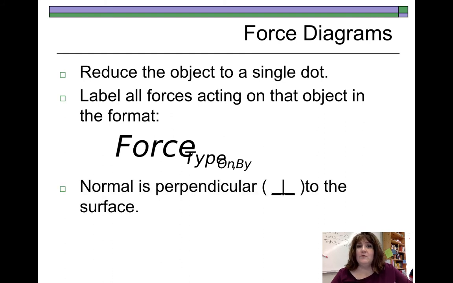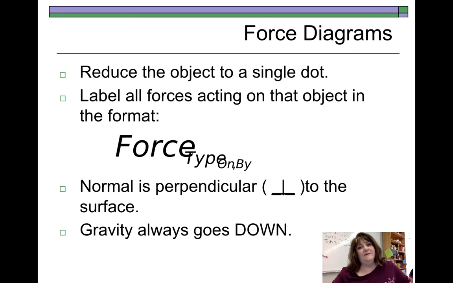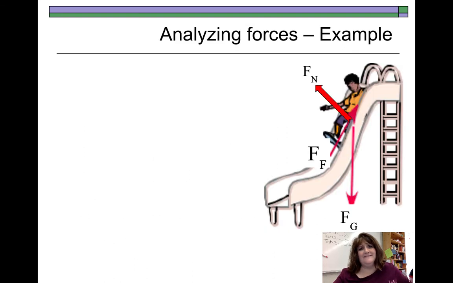A normal force is always perpendicular to the surface. So, if my hand is the surface and the pen is the normal force, if I tilt my hand, the pen tilts as well because it's always got to be perpendicular, making that perfect right angle with the surface. And then gravity, please remember, gravity always goes straight down no matter what.